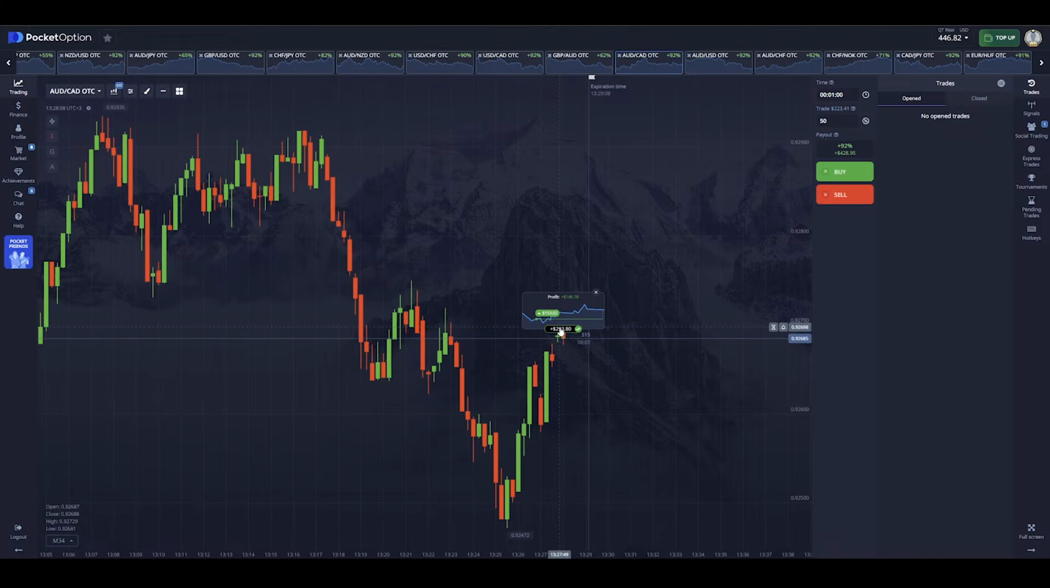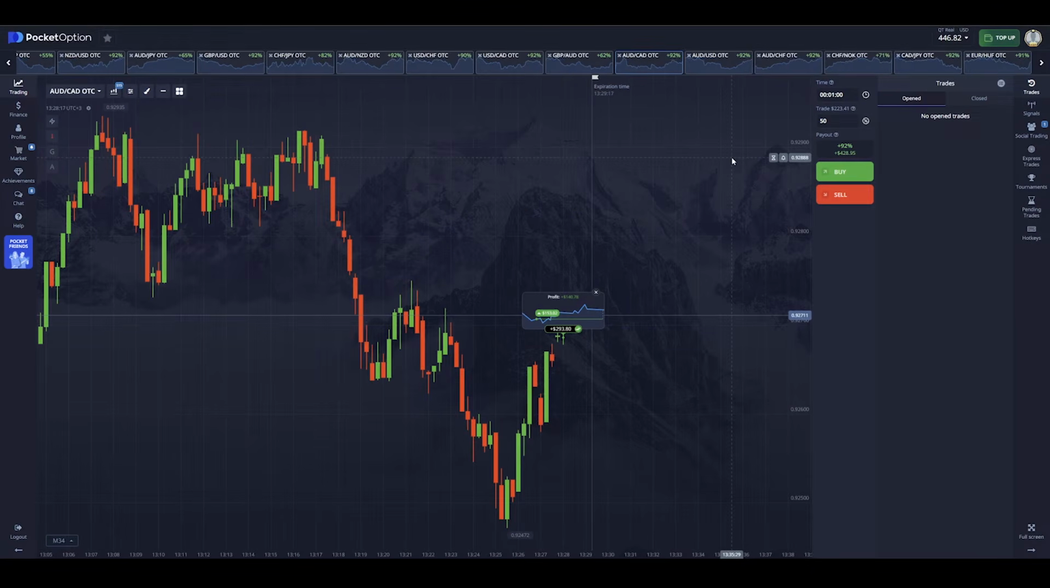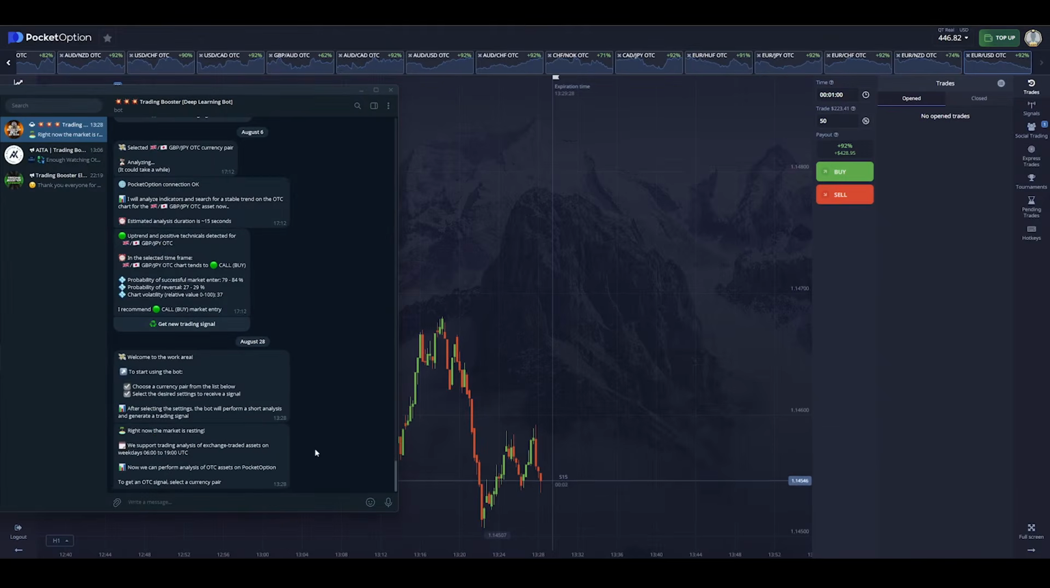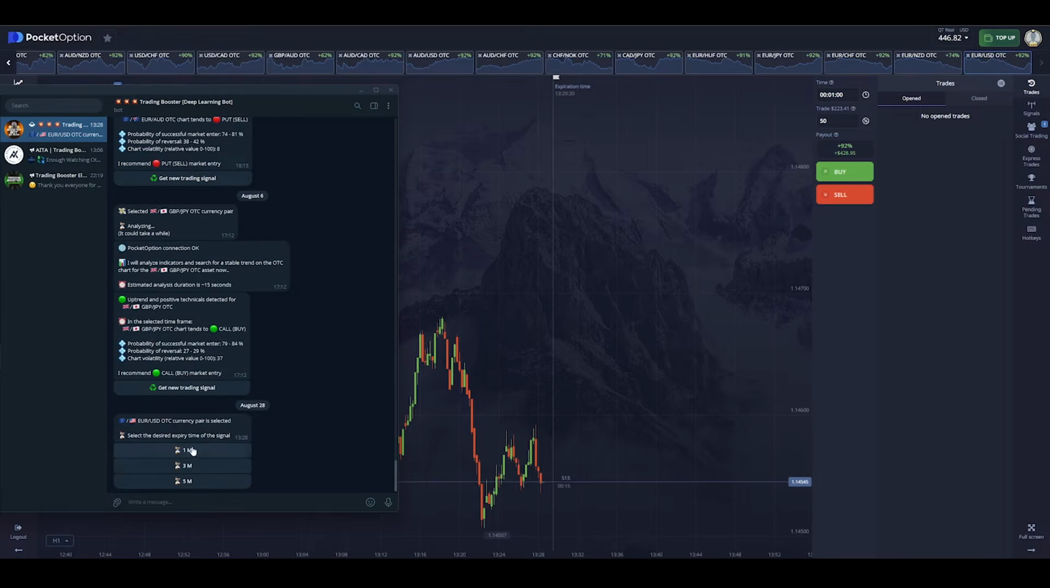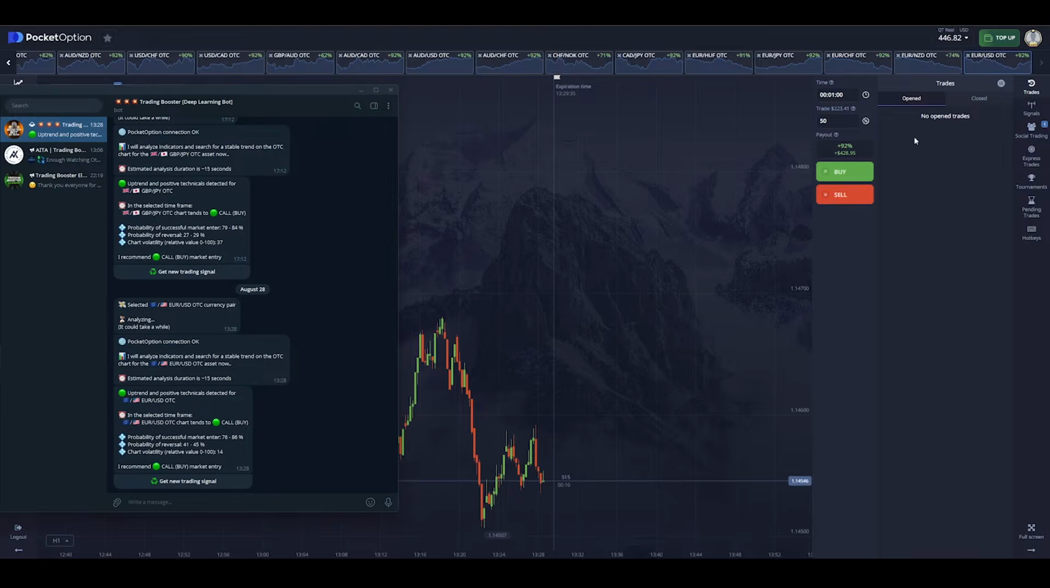And this trade brings me my first profit, $140. Now 50% is $223. Alright, let's move on to the next currency pair. Now I'm choosing the euro to US dollar currency pair. This is the most predictable and stable currency pair, especially on the OTC market. Maybe we'll even try to open several trades on this pair, but let's see what the bot tells us now.